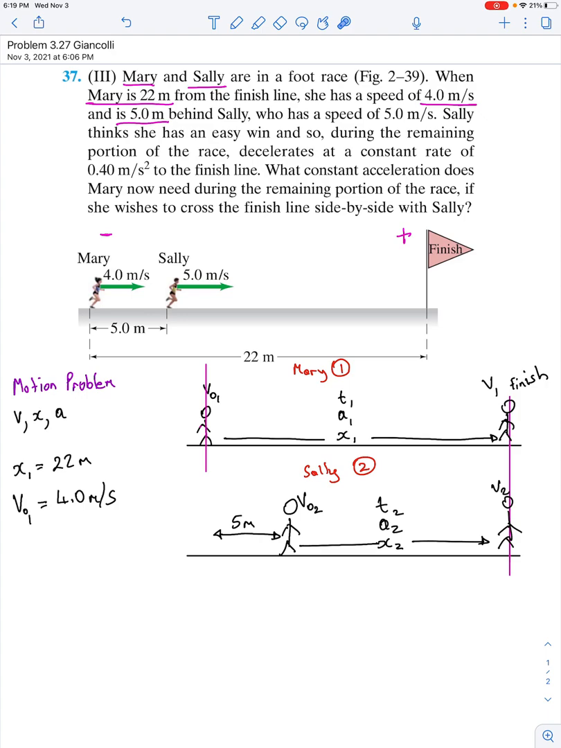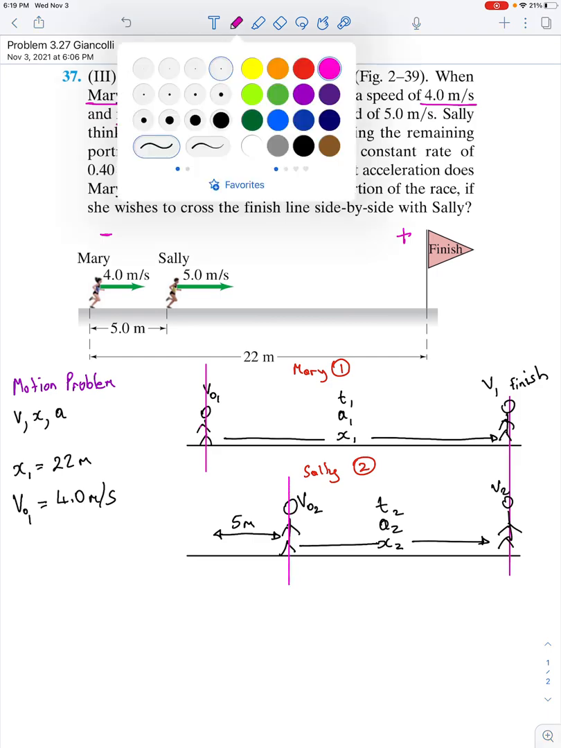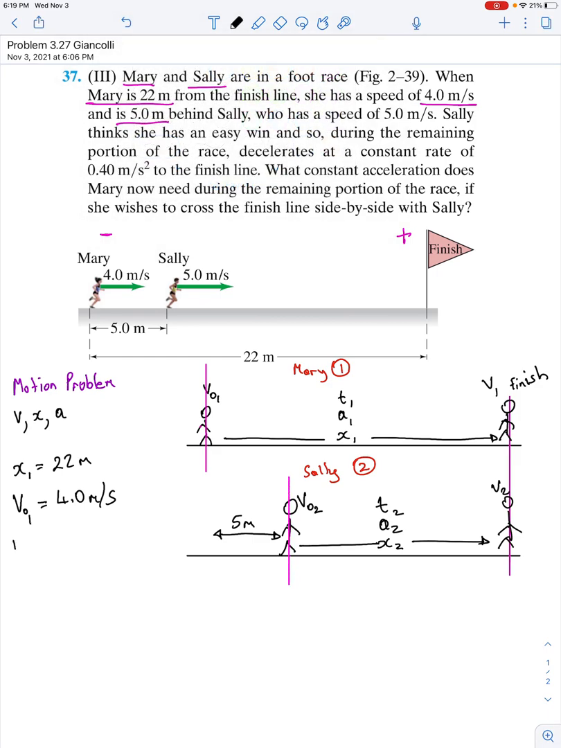So let's look at Sally. It says, behind Sally, who has a speed of 5 meters per second. So now I start caring about Sally right here. Okay, so that's my v02. She has a speed of 5 meters per second. 5.0 meters per second.